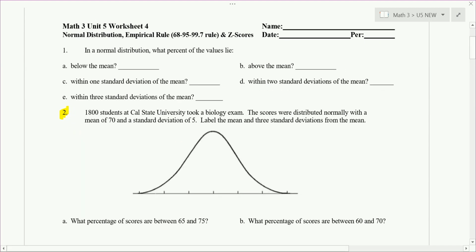So 70 is our mean, so it goes right in the center here. And then we're going to add 5 to move to the right, so we got 75, 80, 85. So we've gone 3 standard deviations to the right. Then we're going to subtract 5 to move to the left, so 65, 60, and 55.